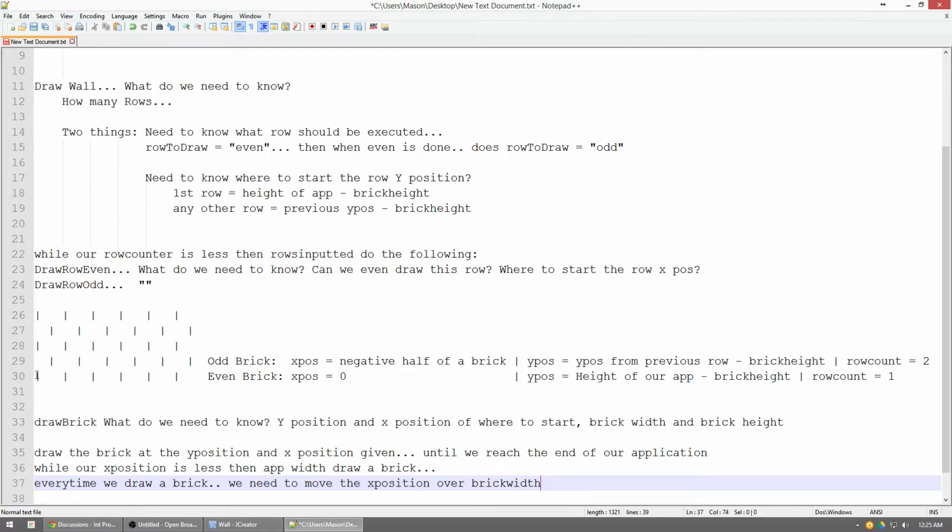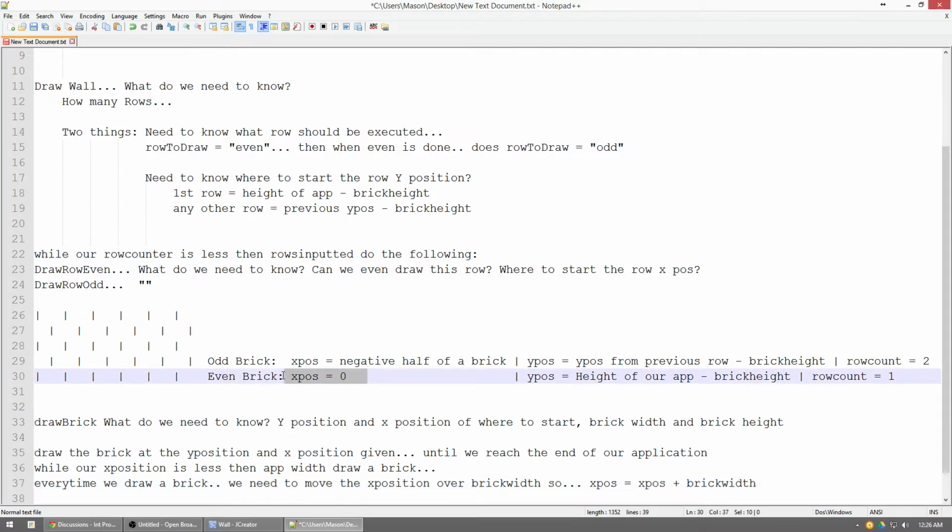So if we're at 0x here, and we draw a brick that is 100 wide, right? And so we draw the brick, boom, boom, brick, done. Well, where should we start at x? Well, we need to start it at 100 now. So if we just add, so x position equals x position plus our brick width. So our previous x position.